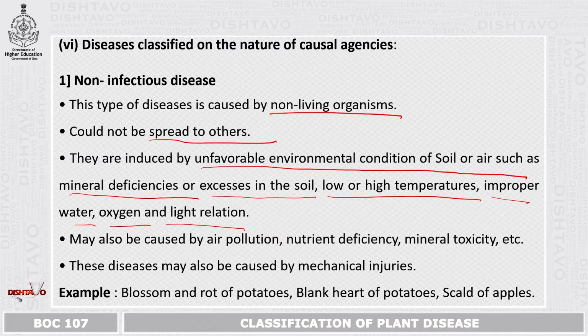They may be caused by air pollution, nutrient deficiencies and mineral toxicity. Non-infectious diseases may also be caused by mechanical injuries to the plant. The examples of non-infectious diseases are blossom end rot of tomato, black heart of potato and scorch of apple.